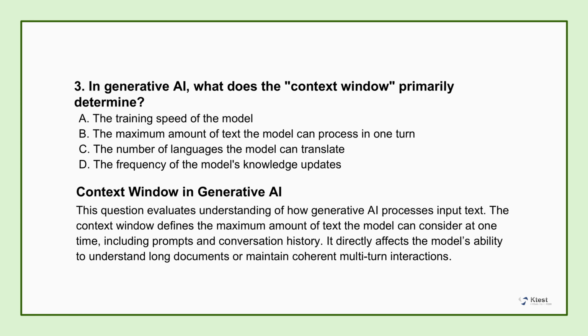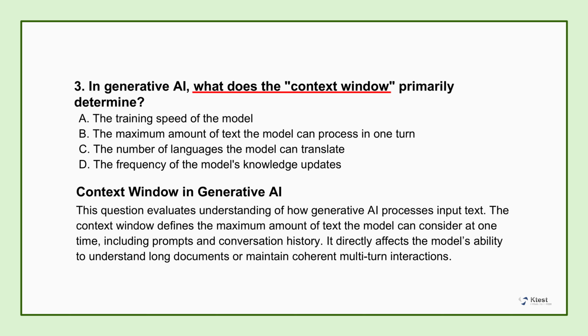Got it. Okay, so that leads right into our next question about LLMs, specifically about a major constraint. This is question 3. Oh, yes. The question is, in generative AI, what does the term context window primarily determine? The spec war. The spec war, yes. And the options are A, the training speed, B, the maximum amount of text the model can process in one turn, C, the number of languages it can translate, or D, the frequency of its knowledge updates.